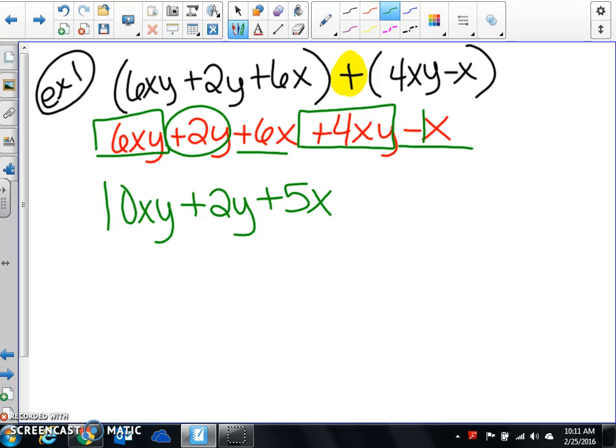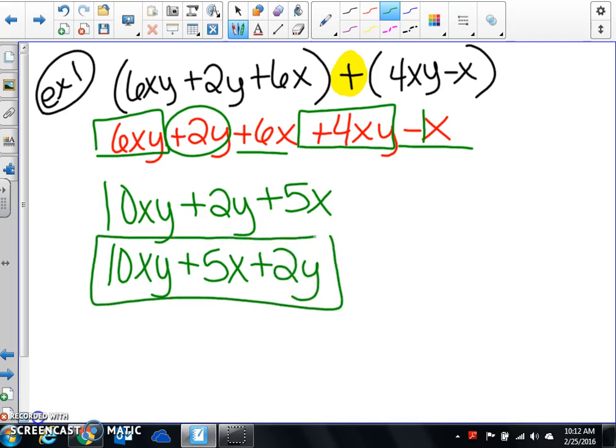Now, in terms of when we're putting these in order, we always go alphabetically. But since this has 2 variables, the front one does, we rewrite that one first, and then x comes before y. So I would say plus 5x plus 2y. Okay?